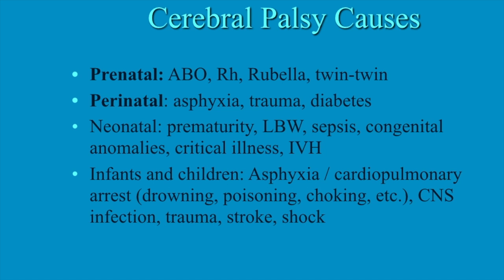So here's a couple of the causes. Prenatally, we can have blood group incompatibilities, exposure to rubella, twin-twin transfusion, perinatal asphyxia, trauma, poorly controlled diabetes. Neonatally, these children can suffer from cerebral palsy because they have prematurity and they may have sustained an intraventricular hemorrhage, which is that IVH. They may be low birth weight, they might have been septic, or have many other congenital anomalies.